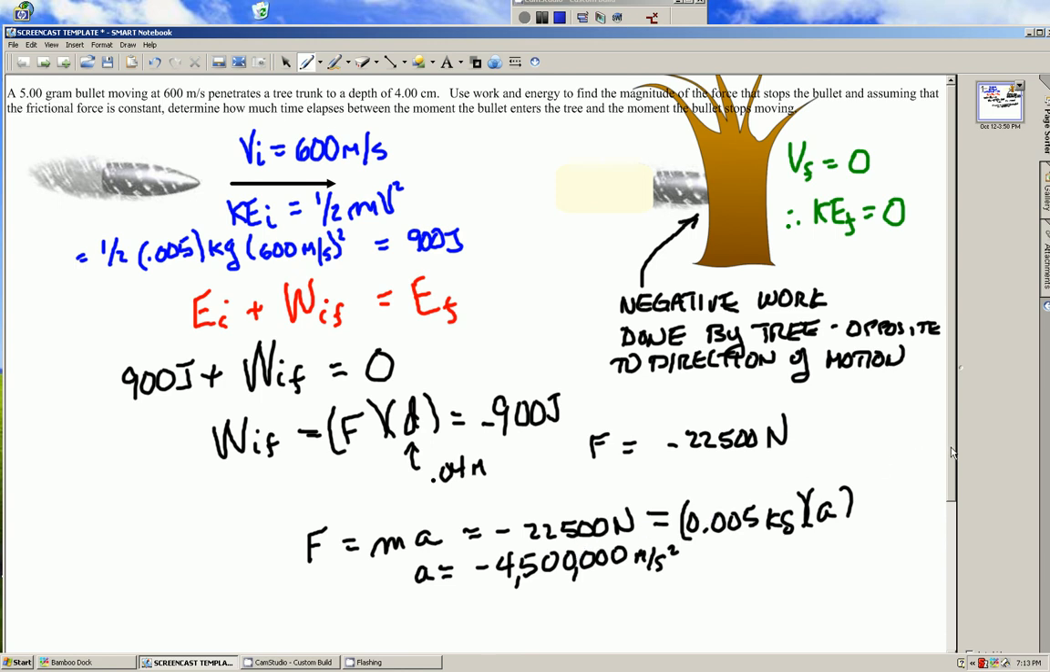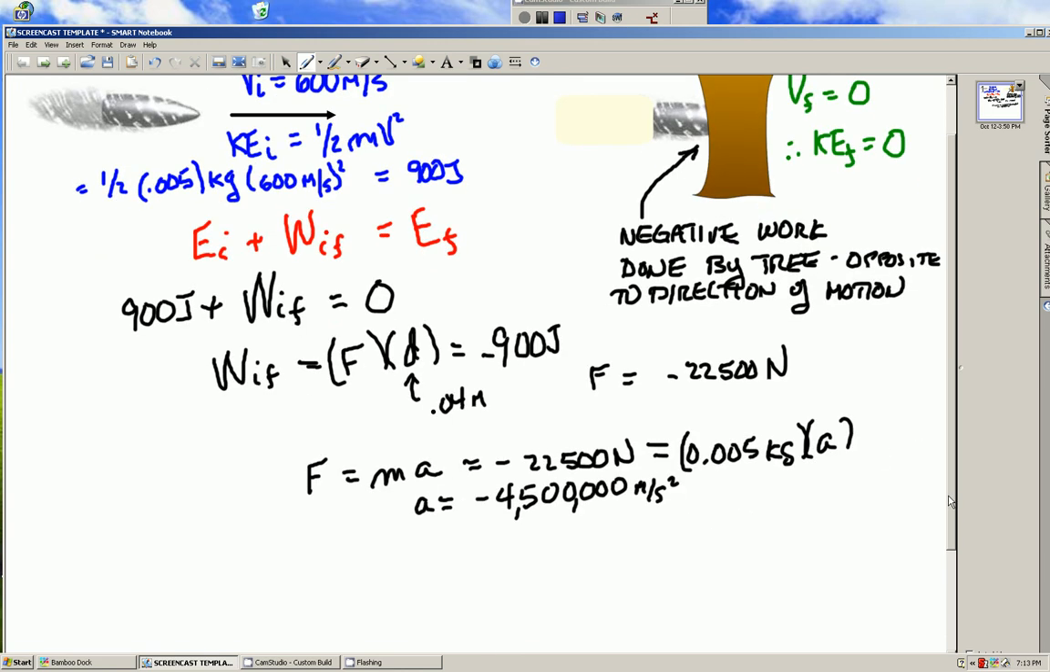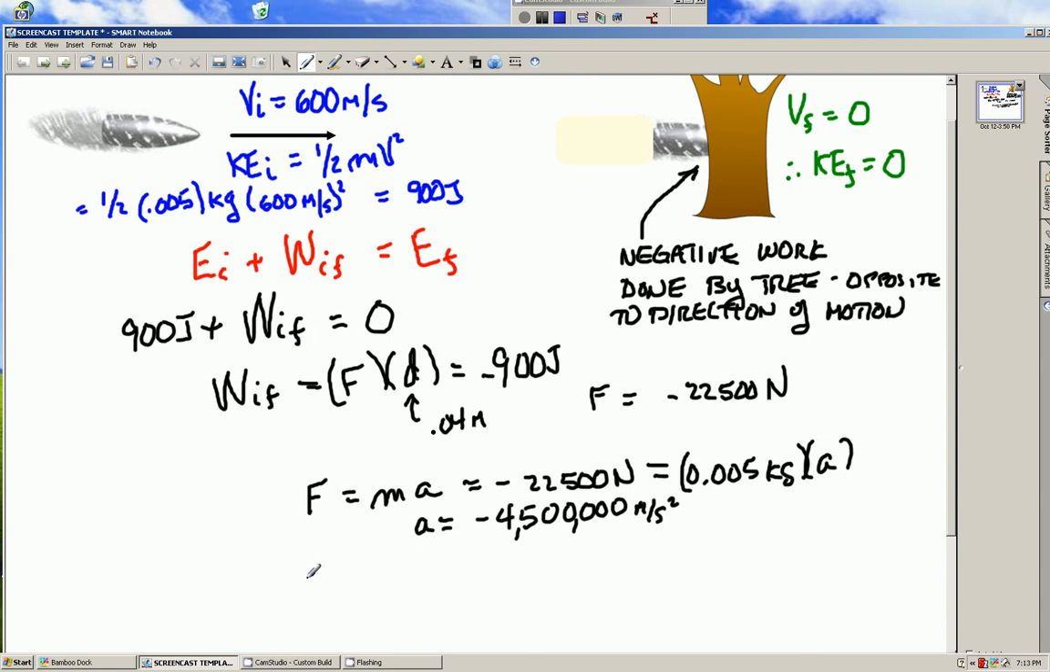How does that give us time? We need a relationship to solve for time. Going back to our relations of kinematics, we know that by the definition of acceleration, that v final is equal to v initial plus acceleration times time. The v final is 0. The v initial is 600 meters per second. So we can plug these numbers in here.